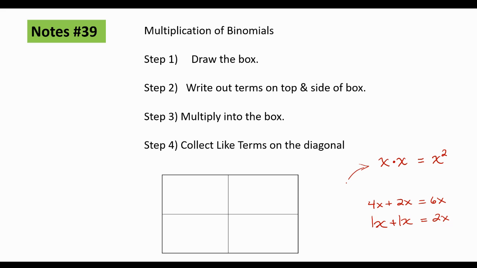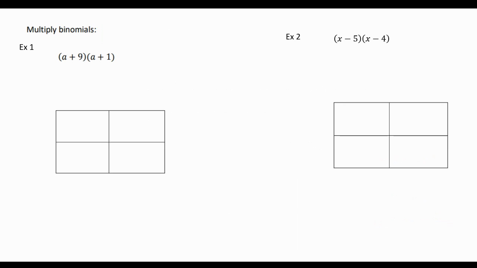These two items right here, kids get confused all the time. Kids always give me this right. 4x plus 2x is equal to 6x. They always get that one right. But you got to remember, x times x is x squared. And then when we say 1x plus 1x, or just x plus x, that's equal to 2x. So if you can keep that straight, that will help you here, okay?